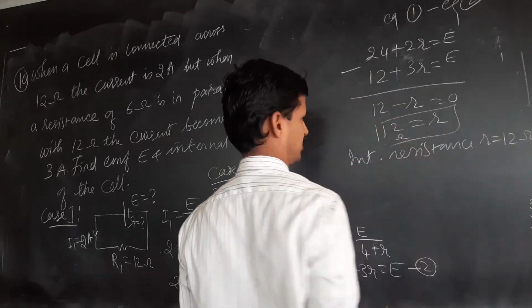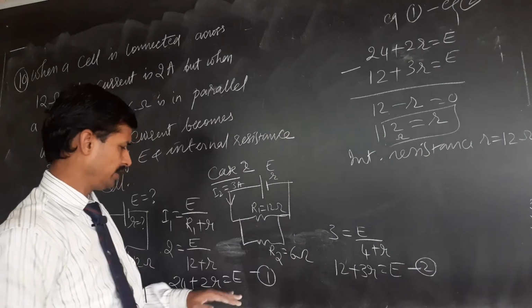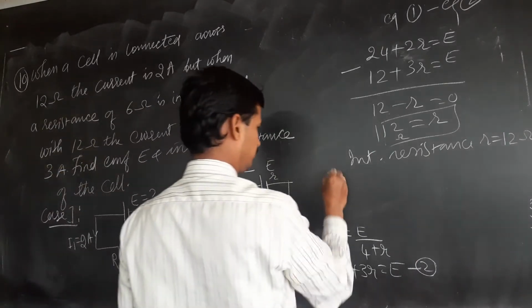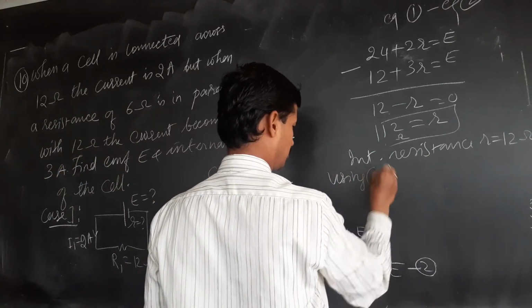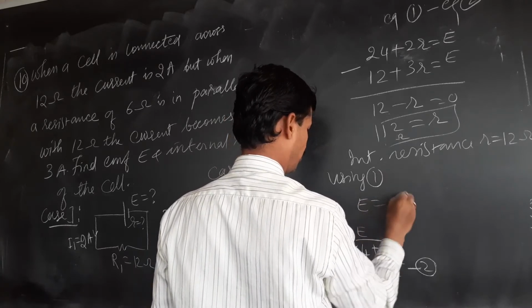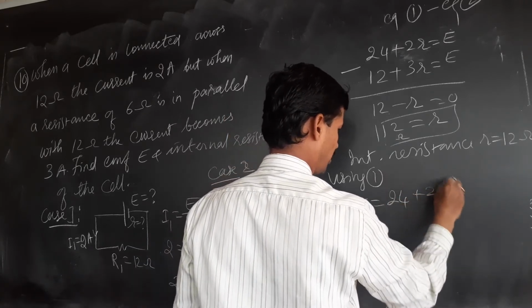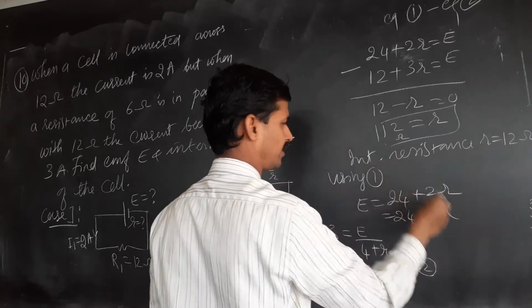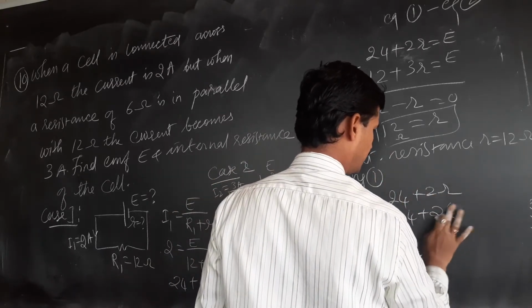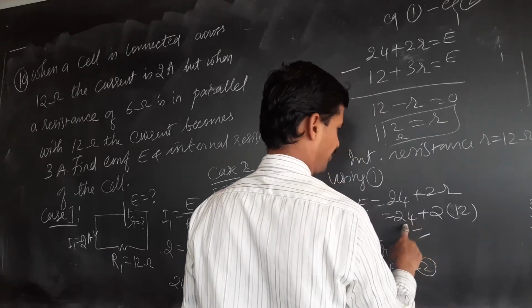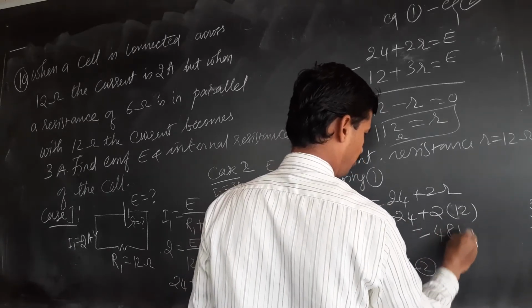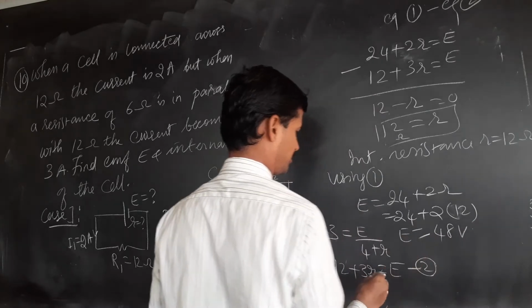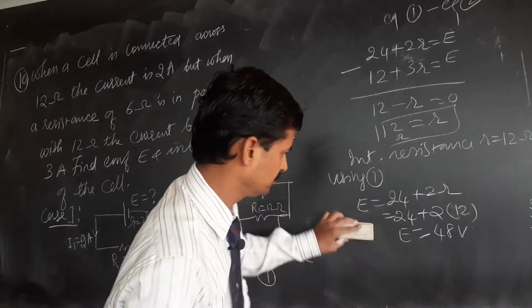So this is the first answer. Well, how to get EMF now? Using equation 1, E is equal to 24 plus 2R. 24 plus 2 times the internal resistance, which is 12. 24 plus 24 is 48 volt. EMF is 48 volt.